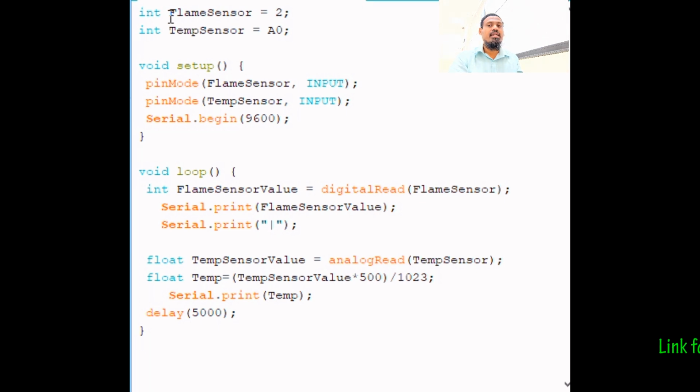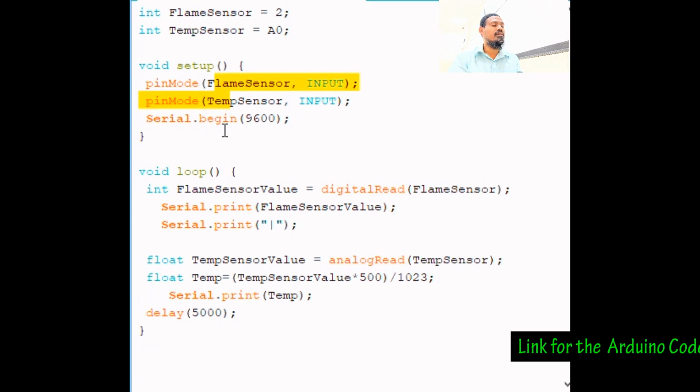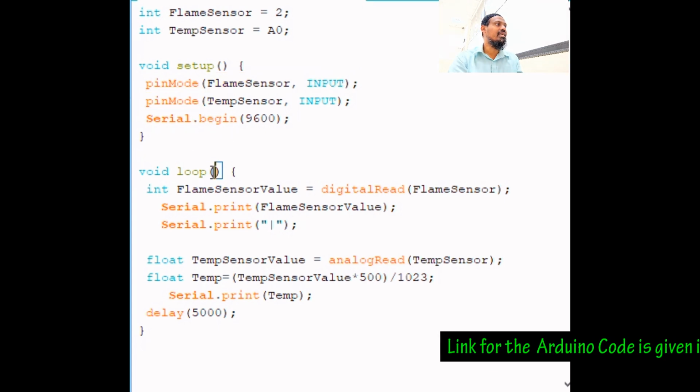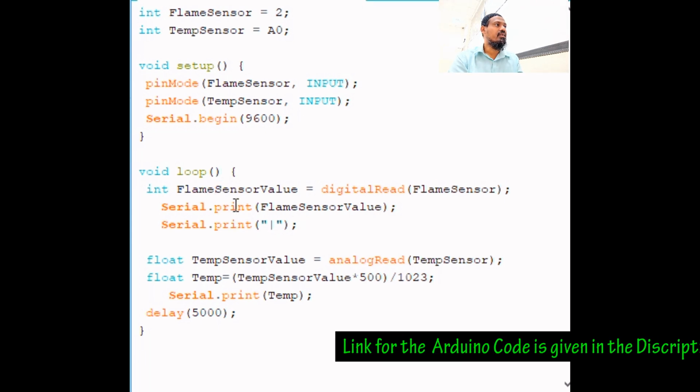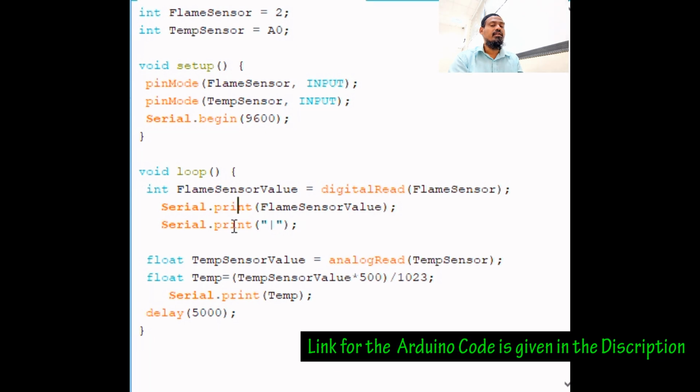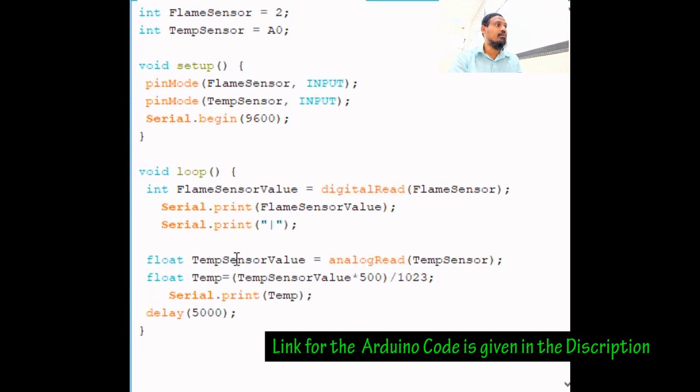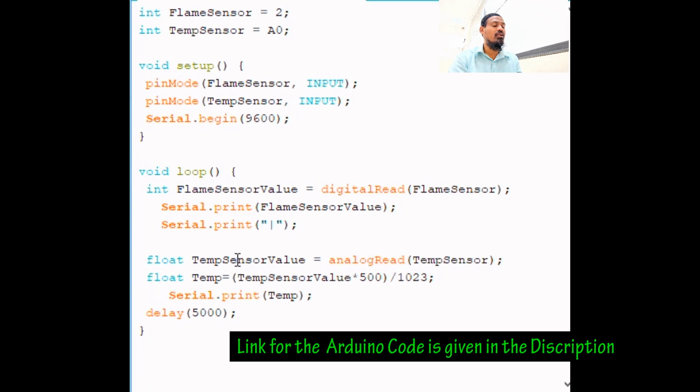This is the Arduino code we are going to use. The flame sensor was connected to digital pin number 2, and the temperature sensor was connected to analog pin number A0, and those two sensors were declared as inputs of the Arduino board, and the serial communication was begun. Inside the loop function, the flame sensor was read as a digital value, and that value was printed on the serial monitor. Next we are going to read the temperature sensor value as an analog value.